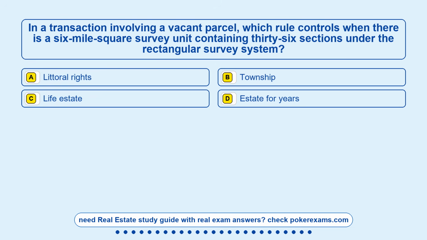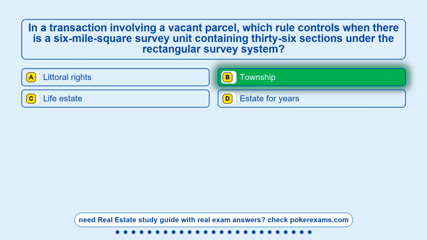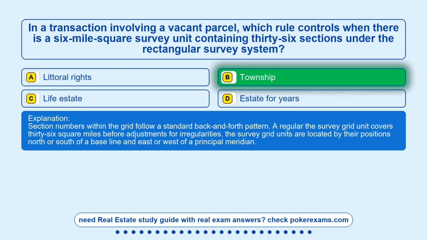Question 25. In a transaction involving a vacant parcel, which rule controls when there is a 6-mile-square survey unit containing 36 sections under the rectangular survey system? Option A, literal rights. Option B, township. Option C, life estate. Option D, estate for years. The correct answer is option B, township. Section numbers within the grid follow a standard back-and-forth pattern. A regular survey grid unit covers 36 square miles before adjustments for irregularities. The survey grid units are located by their positions north or south of a baseline and east or west of a principal meridian.